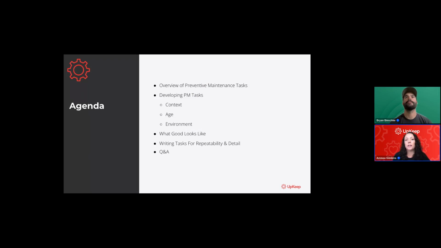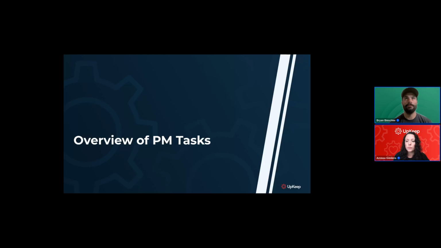So our agenda today: first, we're going to do an overview of preventative maintenance tasks, just to level set. I'm sure you all know what they are, but we're just going to level set. Then we're going to talk about developing effective PM tasks, things like context, age, and environment. And then we're going to talk about what good looks like. Then Brian is going to go into more detail on writing PM tasks for repeatability and detail. And then we should have time for Q&A at the end. So if you have questions, type them in the questions there, and we will get to those at the end.